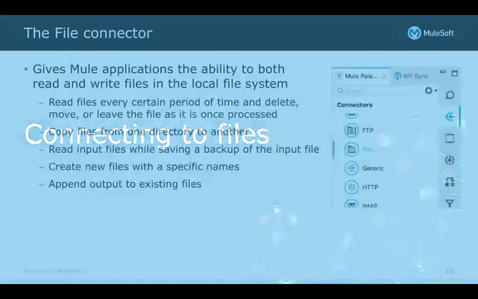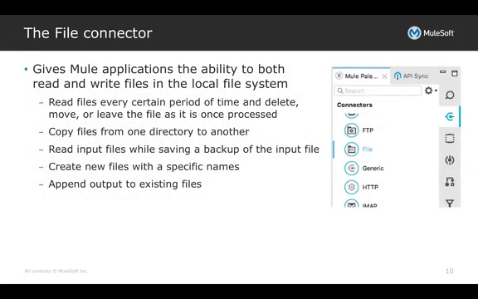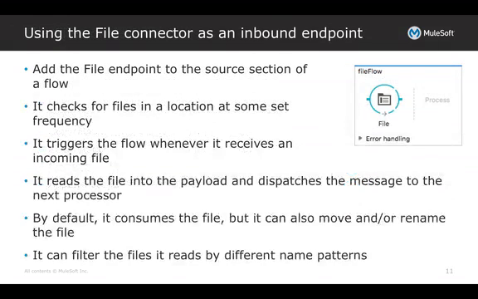connecting two files. The file connector gives Mule applications the ability to both read and write files in the local file system. We can read files every certain period of time and delete, move, or leave the file as is once it's processed. We can copy files from one directory to another, read input files while saving a backup of the input file, create new files with specific names, and append output to existing files.